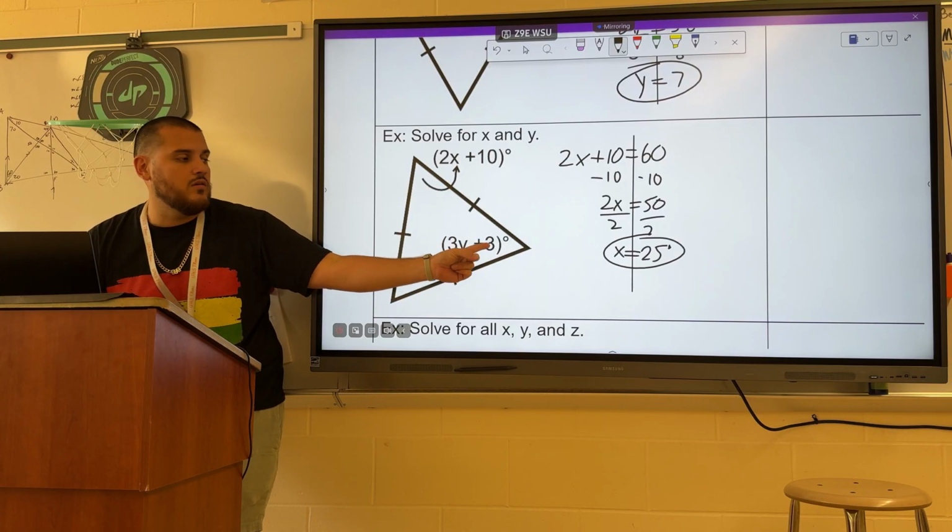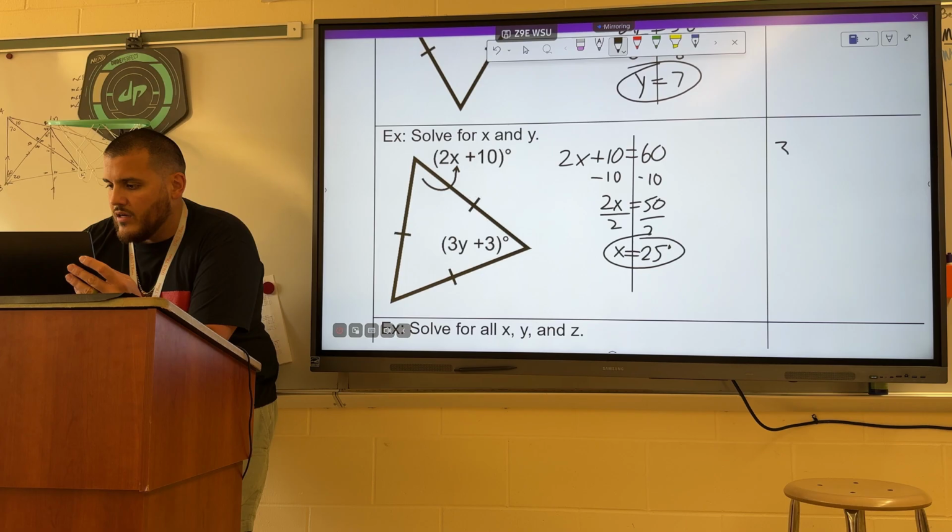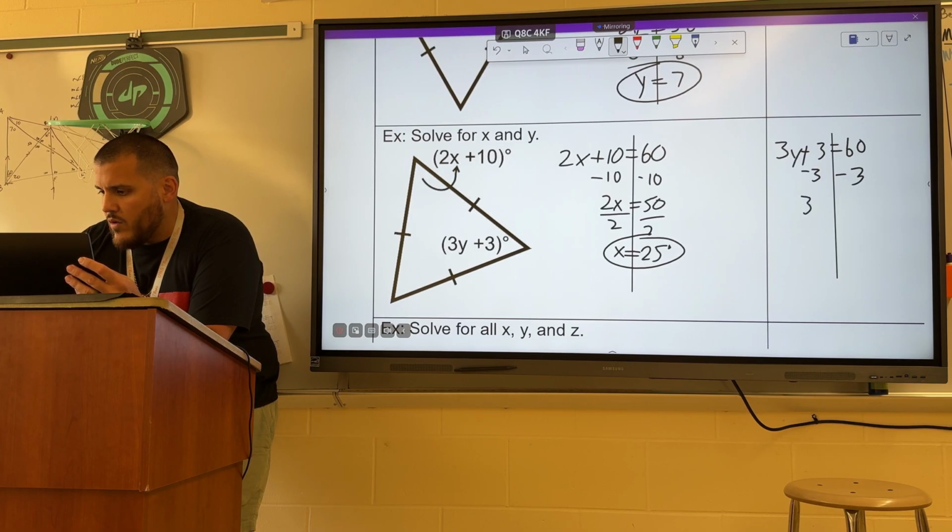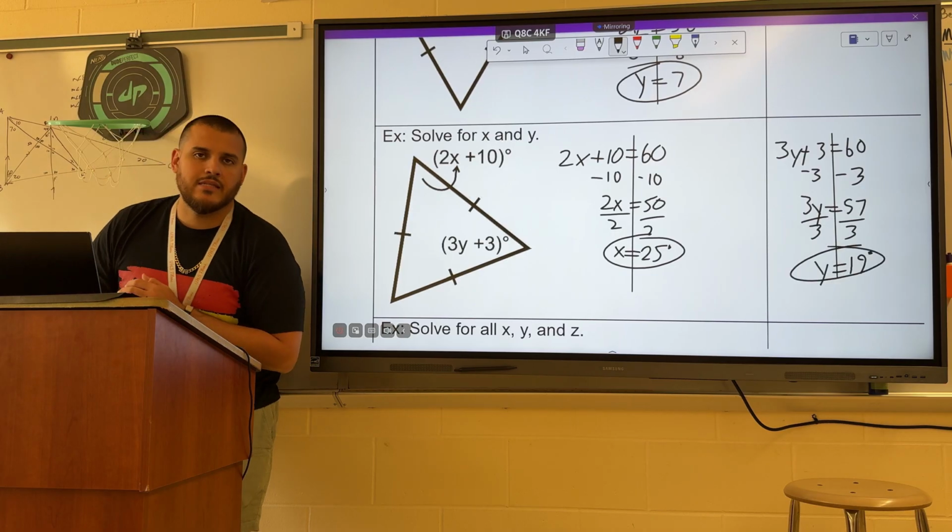Then we're doing the same thing to solve for y, because again, that's just an angle in an equilateral triangle. It must equal 60 degrees. So 3y plus 3 equals 60. Subtract that 3 from both sides to give me 3y equals 57. Then divide both sides by 3, and y would be 19 degrees in this example.